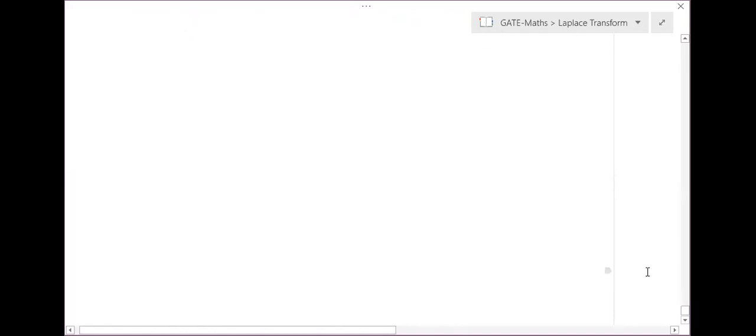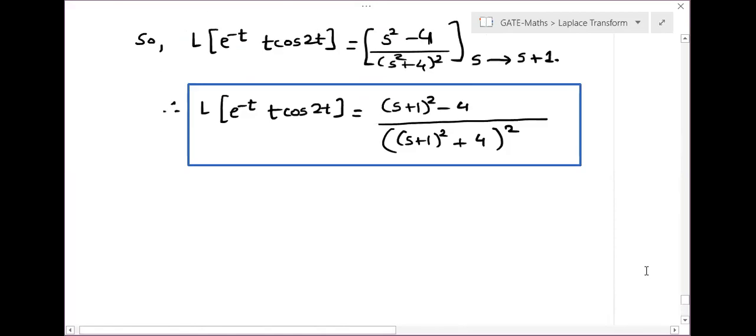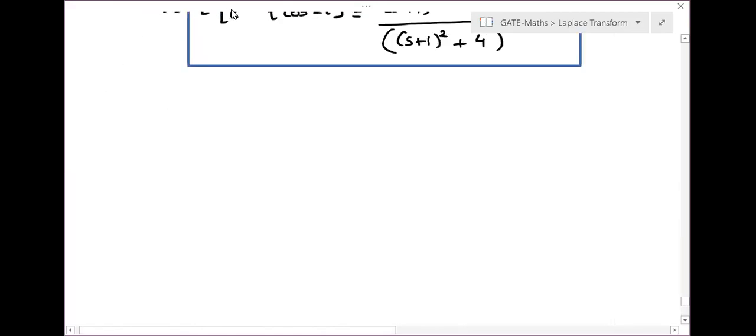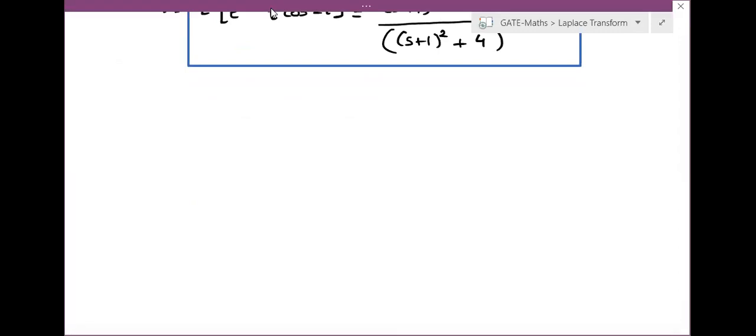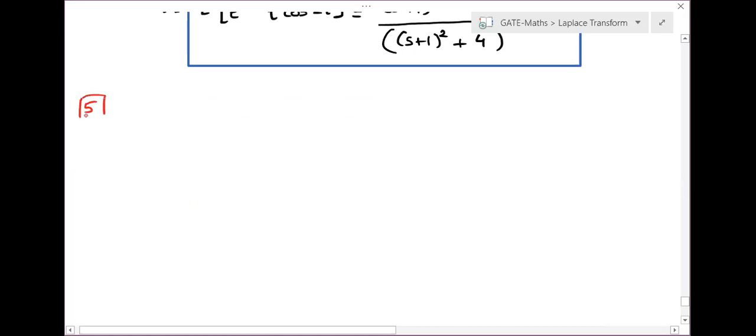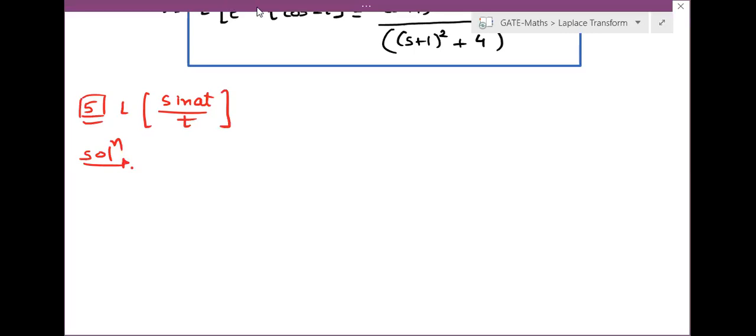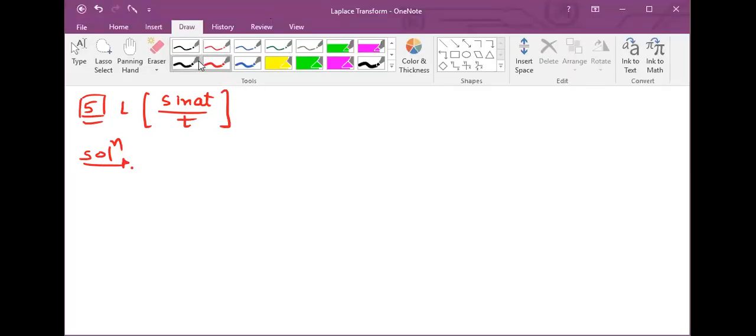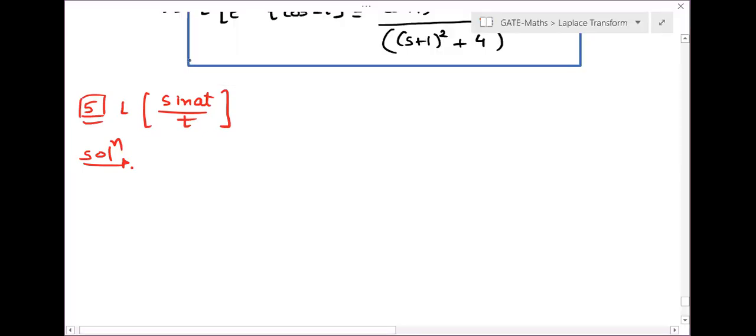There is Laplace of sin at by t. Now, what property should we apply over here? Laplace of sin at by t. Only one property is there, isn't it? That is division by t. If you are having division by t, then in output, what should you take? Integration. In output, it should be an integral.